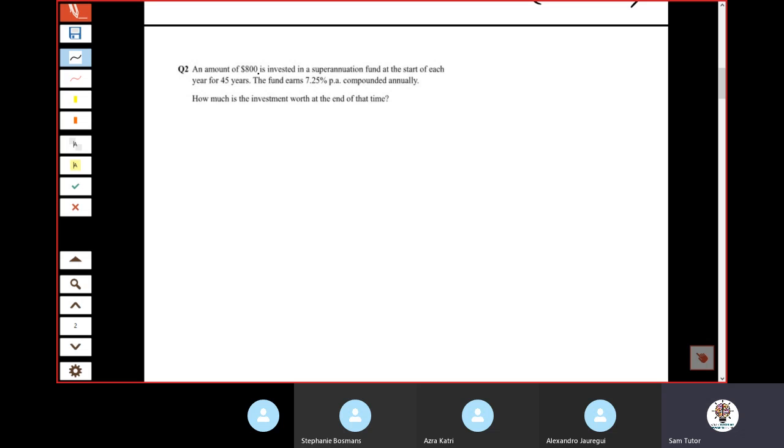An amount of $800 is invested in a super fund at the start of each year for 45 years. The fund earns 7.25% per annum compounded annually. How much is the investment worth at the end of the time? Okay, what's step 1?